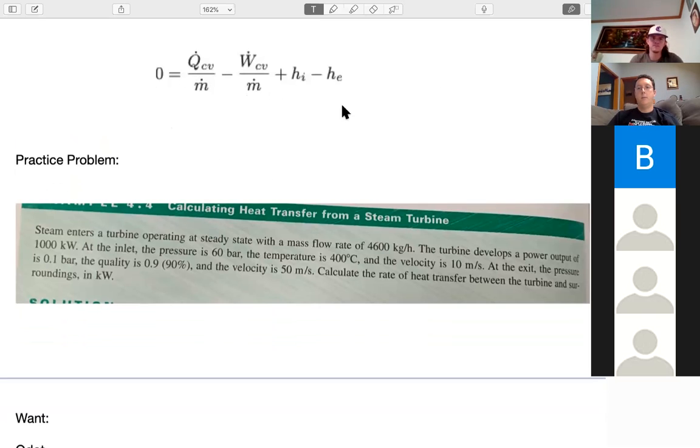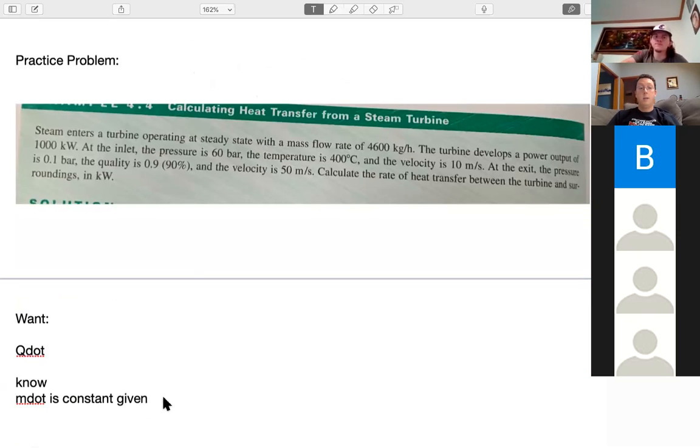Which one of these would be power out? W, W dot. If it's W, it's work. If it's W dot, it's power, work per second. So they're giving me W dot. These are knowns, right? W dot is known.